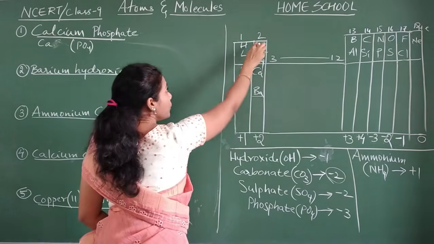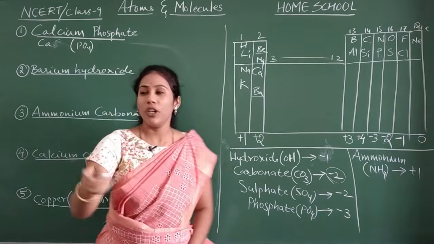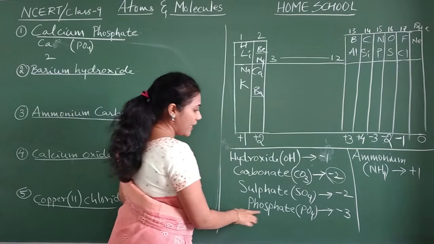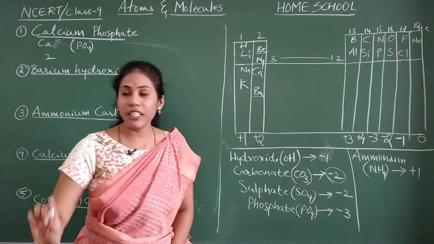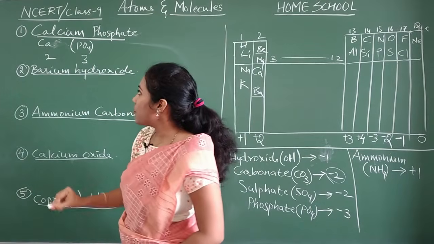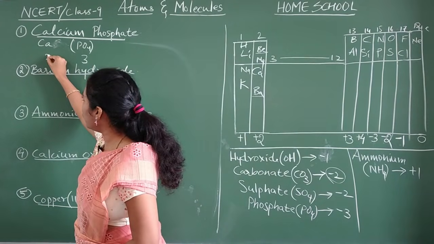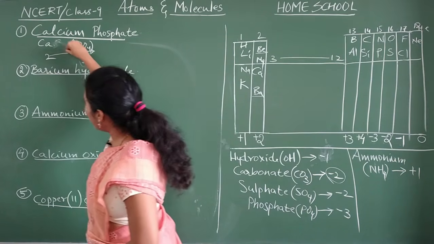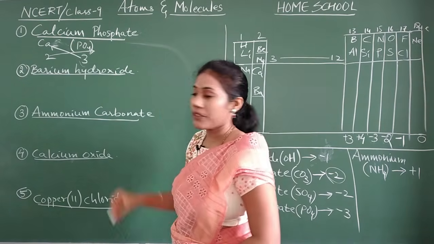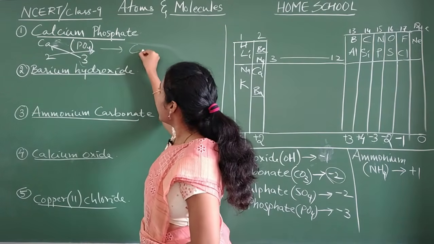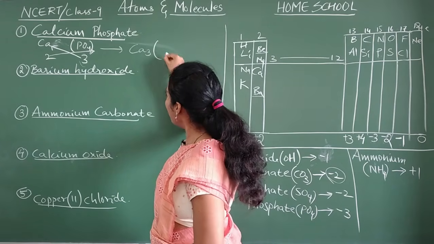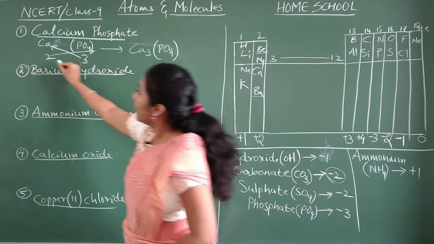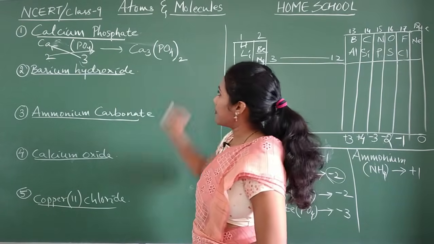Then mention their valency. Calcium is in group 2, isn't it? Its valency is +2. We don't need to consider the plus, just take the digit 2. Phosphate valency, guys, is -3. You don't need the minus, just take 3. So what is the formula? Crisscross. This 2 you will write as a subscript for phosphate, and this 3 you will write as a subscript for calcium. So what is the formula you will get? Ca3, bracket, inside the bracket PO4, and outside the bracket this 2 as a subscript.